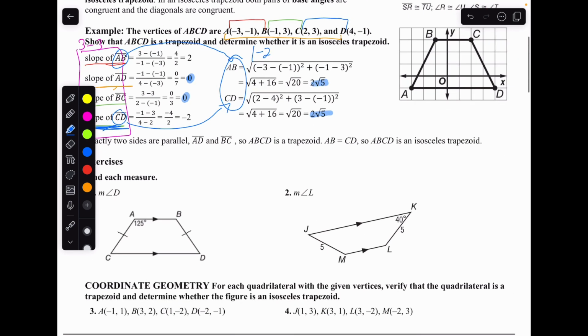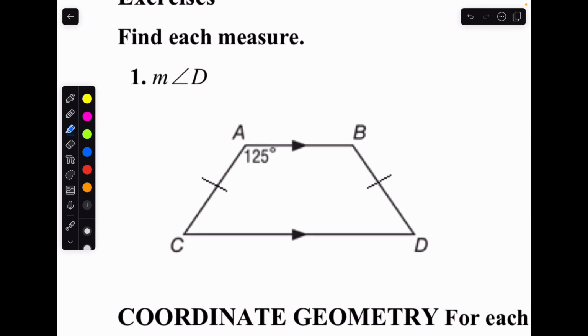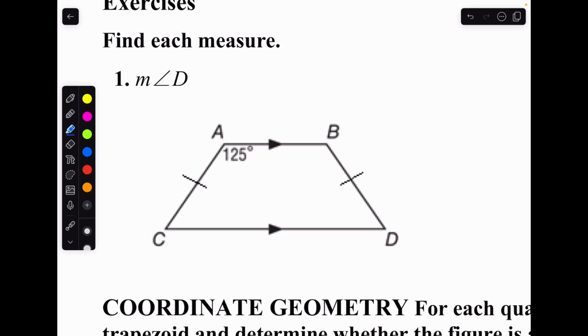So here we go over a couple of examples. I'm going to explain something in this sample. They're asking me what is the measurement of D. Well, let's begin by understanding that I have congruent legs. If I have congruent legs, I have congruent angles.